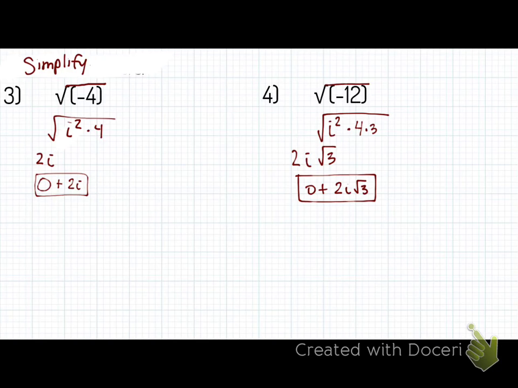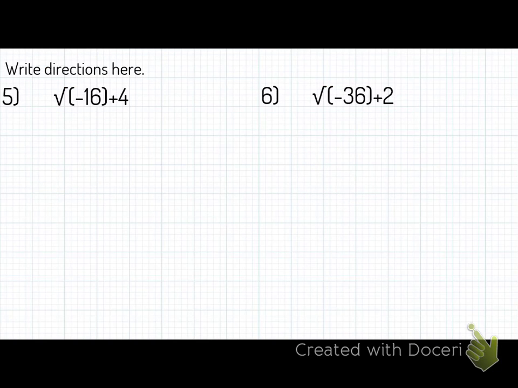Okay, continuing on here. Number 5. We're going to simplify, right? So we're taking the square root of negative 16 and then we add 4 to it. What's the final answer? Make sure you're working this out. Here are your answers to mine.